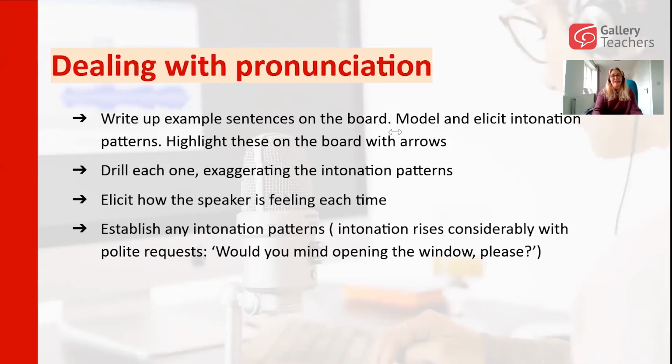You could say, "Well, why don't you ask mum?" Or, "Well, you should ask mum." Okay, so you're exaggerating the intonation at this stage.